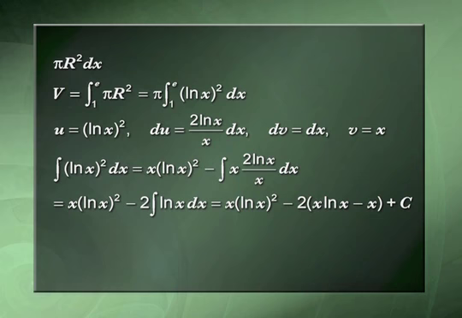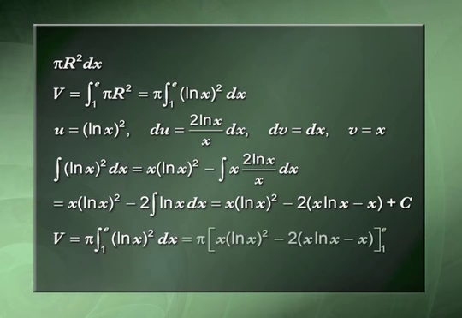Now we have to do the volume. It's pi times the radius squared. So it's pi integral from 1 to e of (log x) squared, and now I know the antiderivative of that baby. So it's pi times the quantity x (log x) squared minus 2x log x plus 2x. Wow.